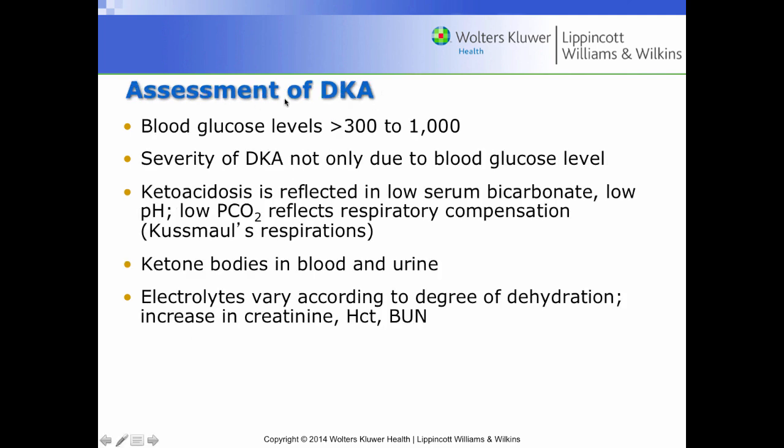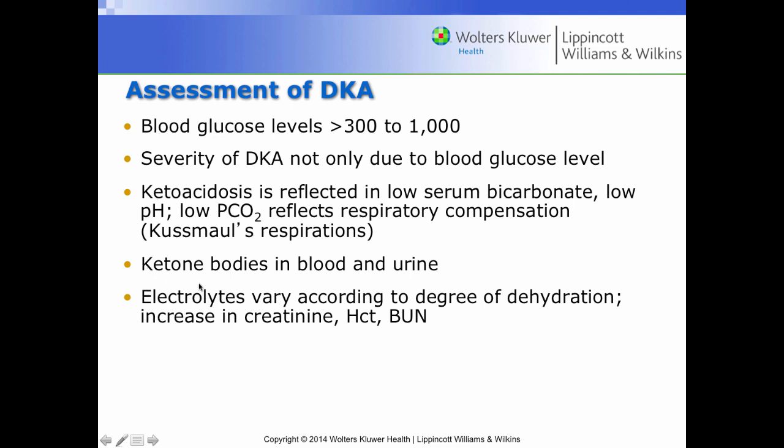So assessments with DKA, blood glucose will usually be above 300, could be as high as 1,000. The severity of DKA is not only due to the blood glucose levels, but also the ketoacidosis. Okay? The low pH, low CO2. A person in DKA will often exhibit exaggerated respirations or hyperventilation that we call Kussmaul's breathing or Kussmaul respirations. And it reflects really this respiratory compensation, blowing off CO2 to compensate for the metabolic acidosis.